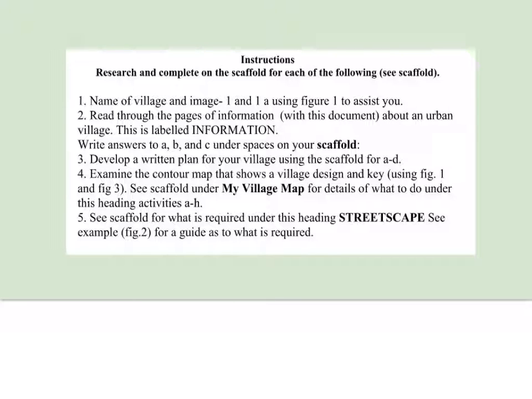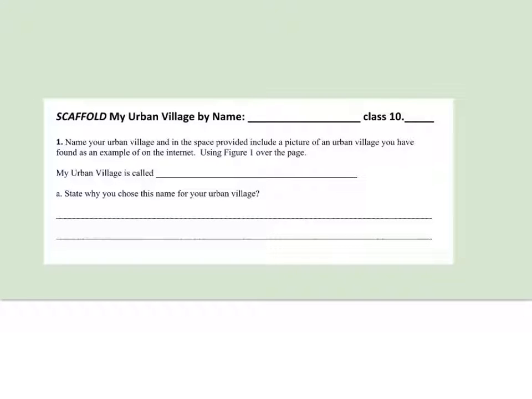In number 3, you have to develop a written plan for your village using the scaffold. In number 4, you've got to look at the contour map, which is figure 1, and figure 3, which is a map using a key. You have to do some activities A to H under that heading in the scaffold. And then number 5, you're going to do a streetscape. To do a streetscape, you've got to look at figure 2, because that will help you. All right, let's have a look at the scaffold.